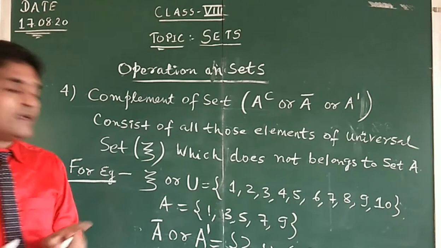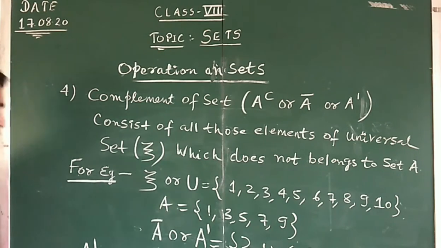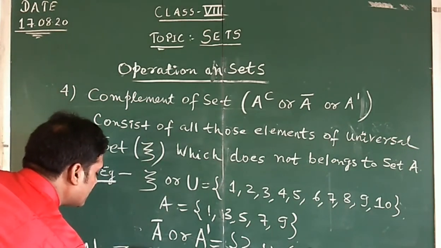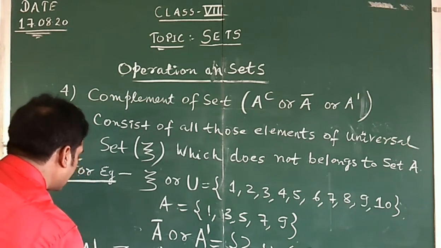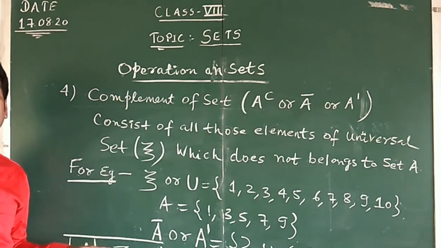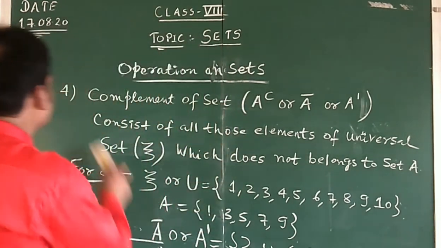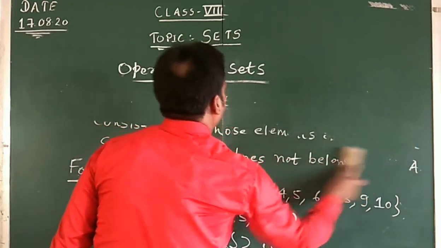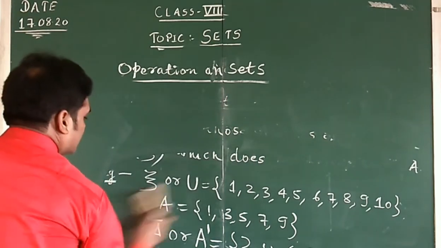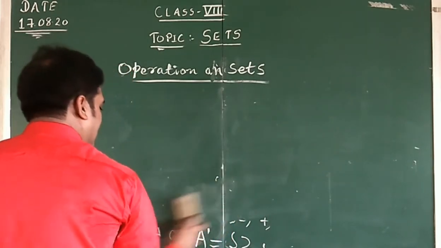Always remember, children, this A complement is actually the universal set minus A. A complement is the universal set minus A. This is your A complement, or we say the complement of A. Now the next topic under operations on sets is overlapping sets. What is an overlapping set?